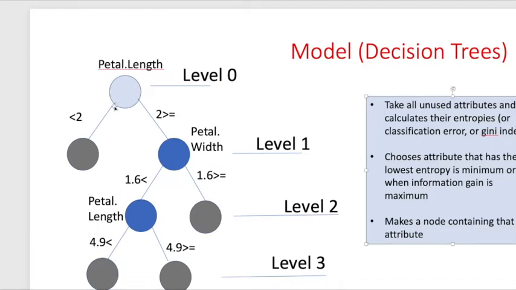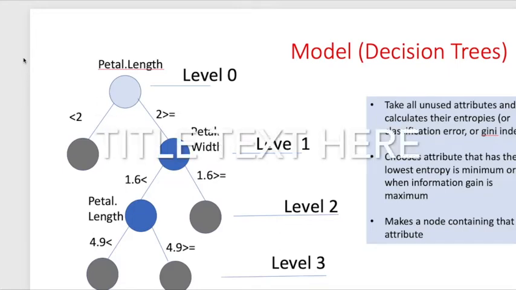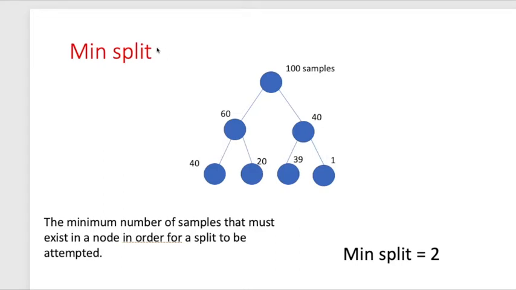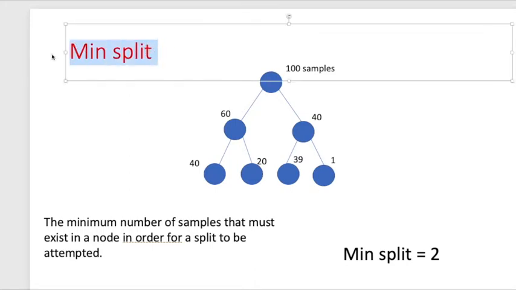Okay, so basically we have two alternatives, and then we are going to be choosing again the next best attribute, and so on and so forth. The question here is when we want to stop growing the tree. There are multiple parameters that we need to identify the value for. For example, one of the most important parameters that we have in decision trees is the min split parameter.